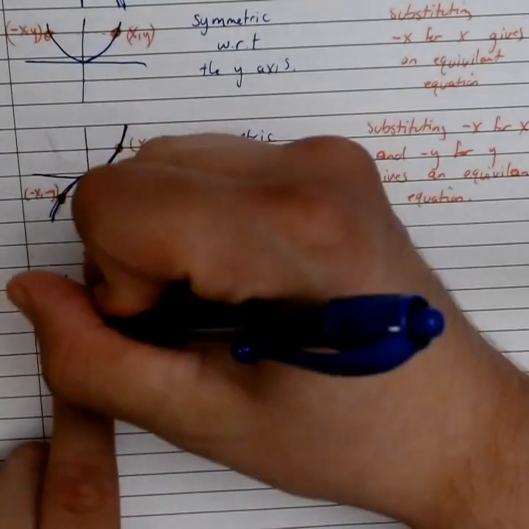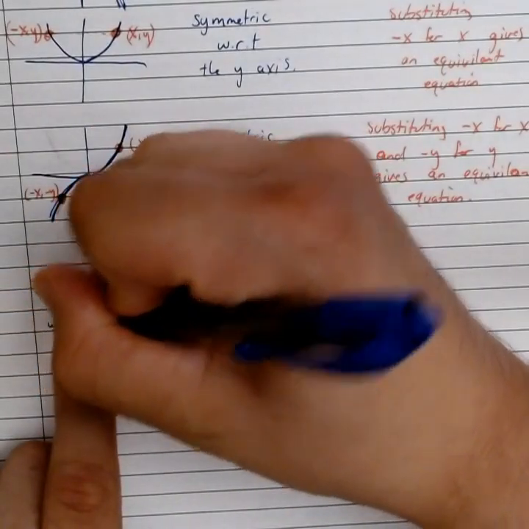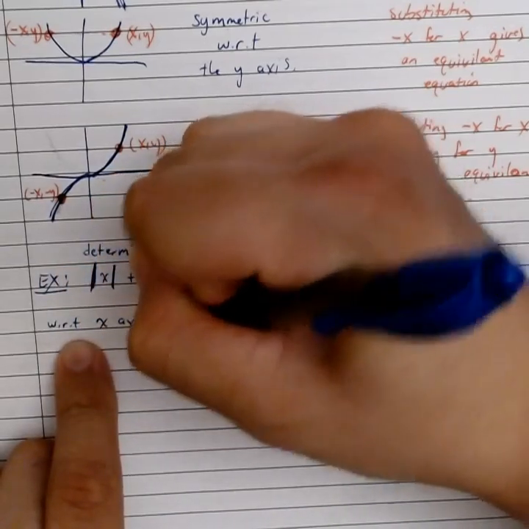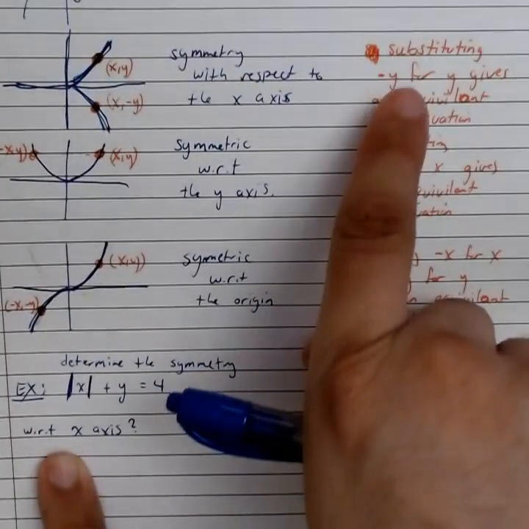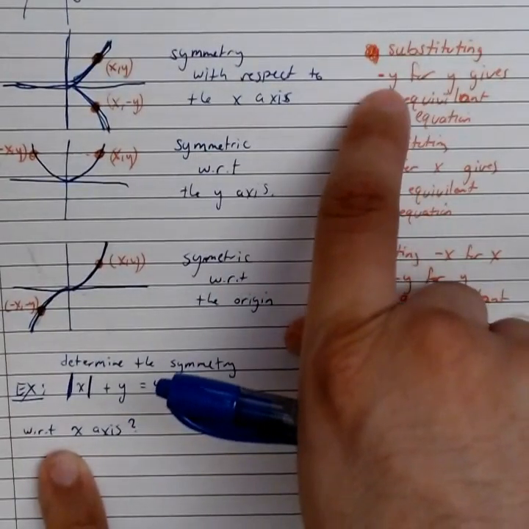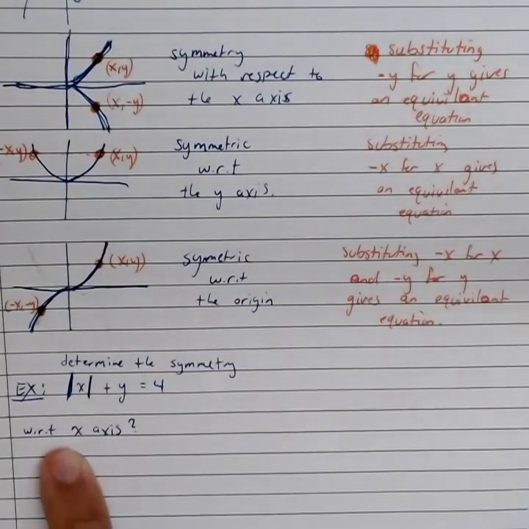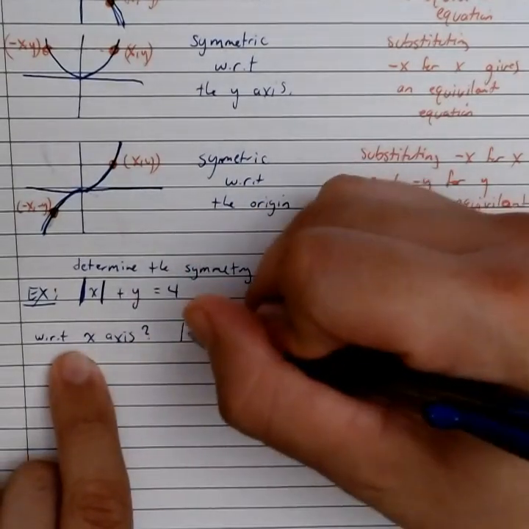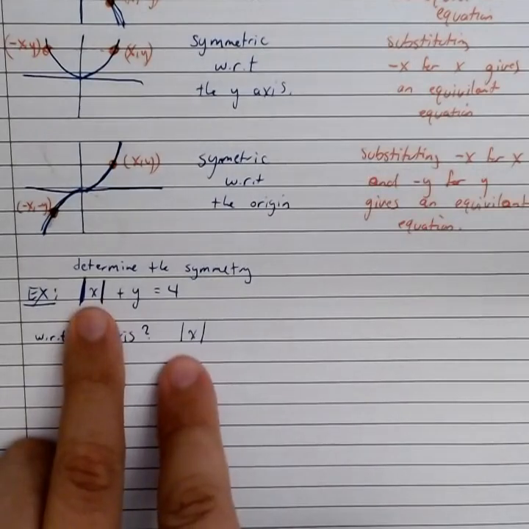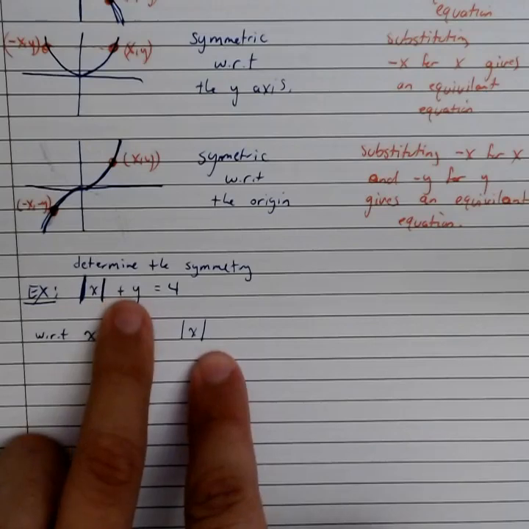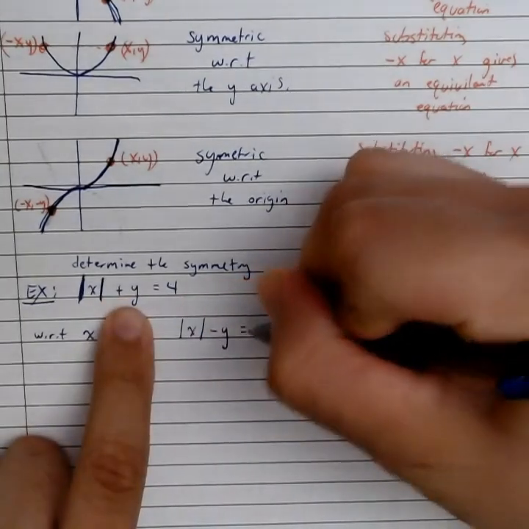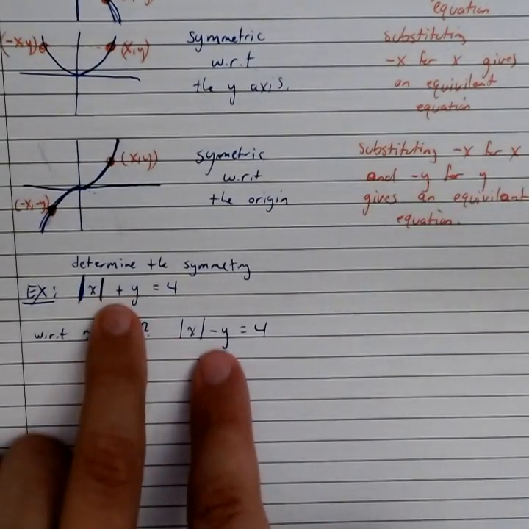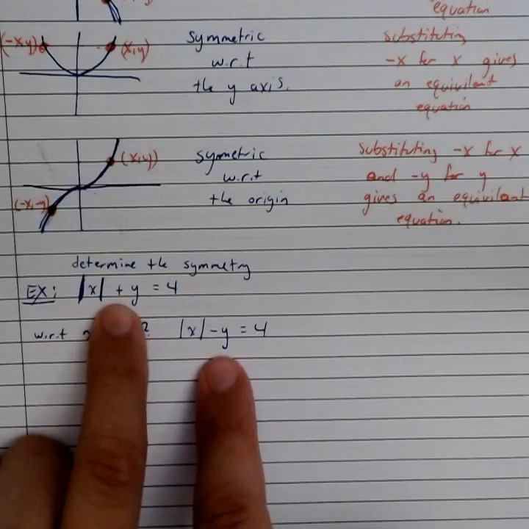So here we're going to check, is this symmetric with respect to the x-axis? Well, it's symmetric if replacing minus y for y gives an equivalent equation. So let's do that. Let's take this equation and let's replace y with a minus y. So this becomes absolute value of x, and now instead of saying plus y, well, that's a negative now. So that's minus y equals to 4. Notice these are not the same equation anymore. By replacing y with minus y, we end up with a different equation.